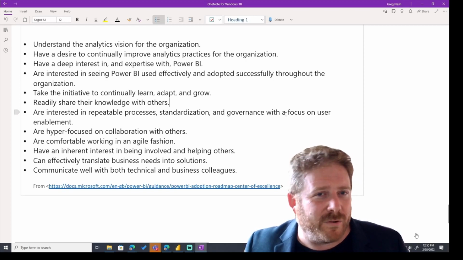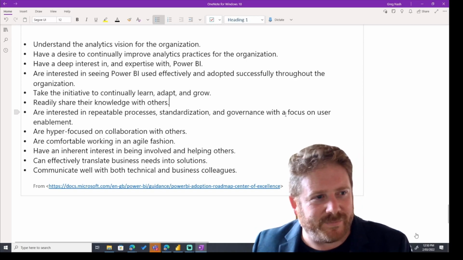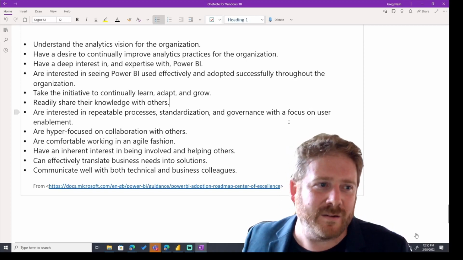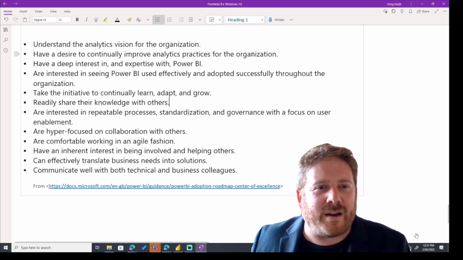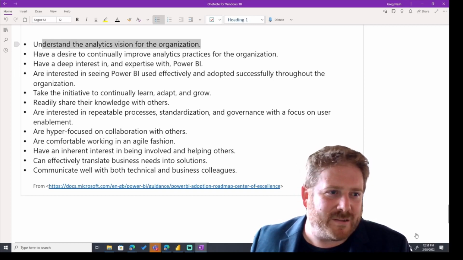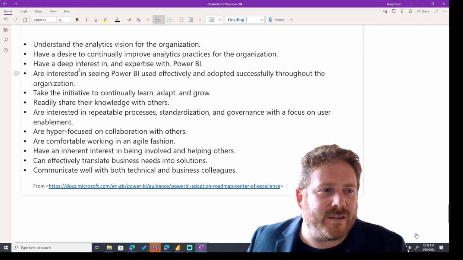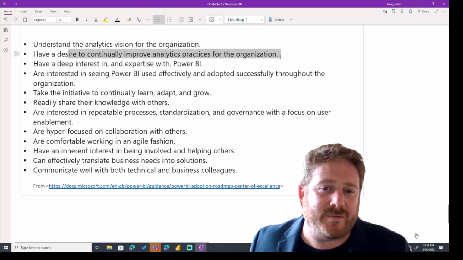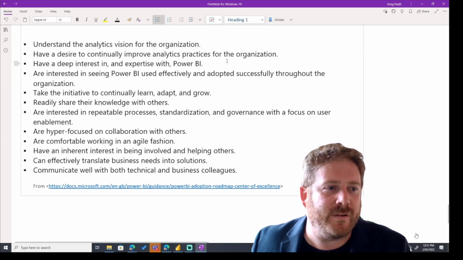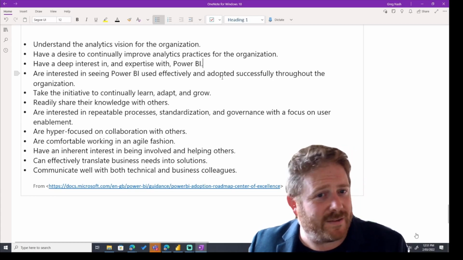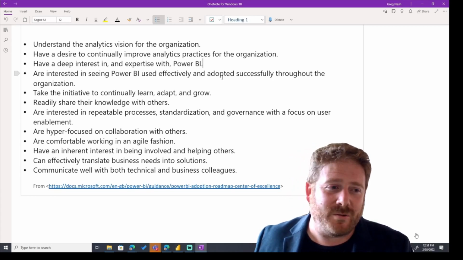Someone who's not on board, who says Power BI is no good, let's use Tableau, whatever it is, is not necessarily a great candidate for your Center of Excellence, right? Makes sense. Have a desire to continually improve analytics best practices for the organization. Continual improvement, absolutely. Continuous learning, really important. And psychological safety, right? Making it safe for people to participate in these things, super, super important.